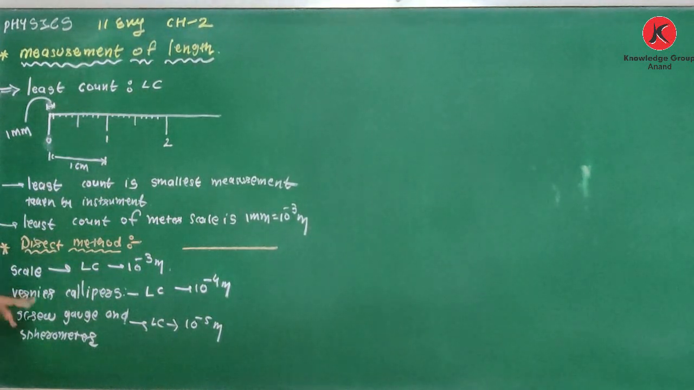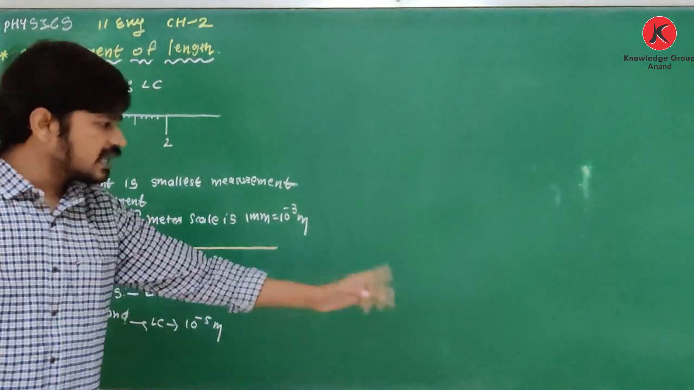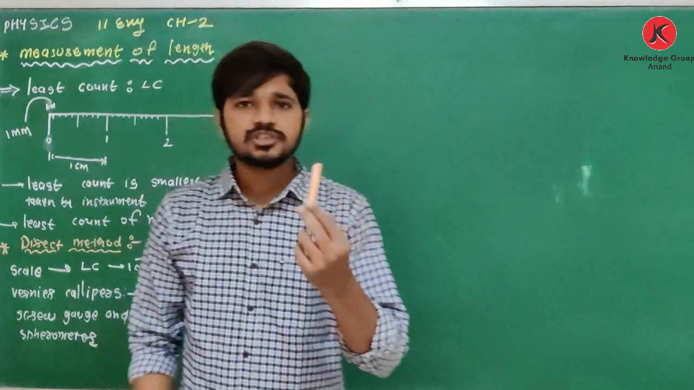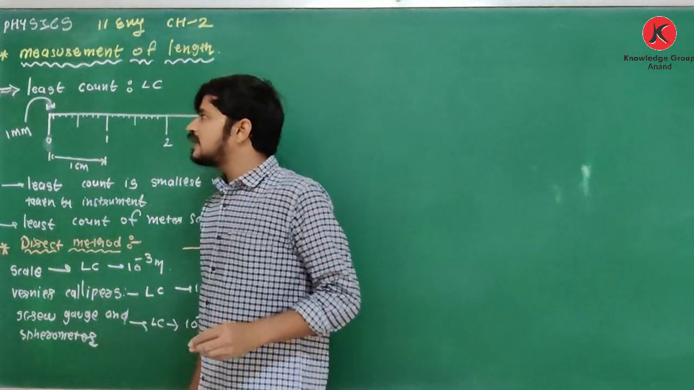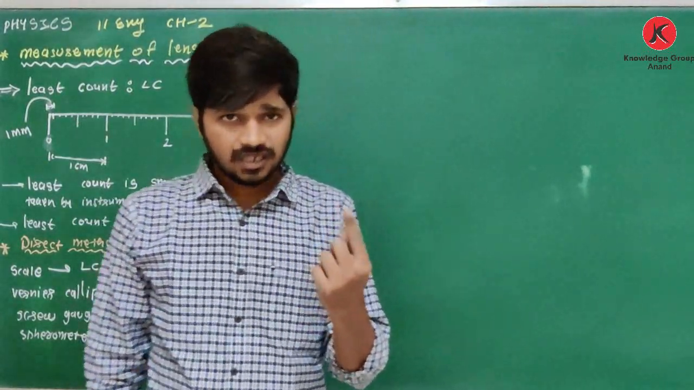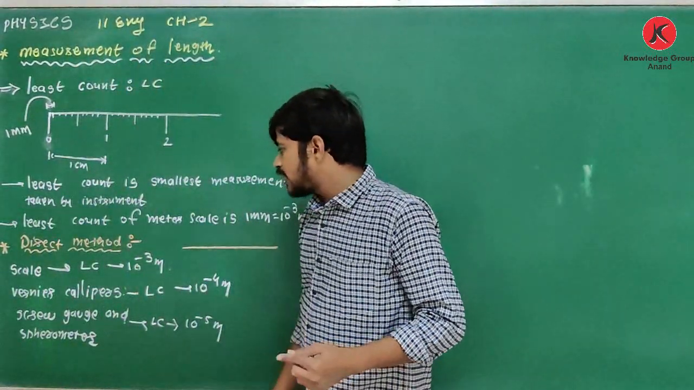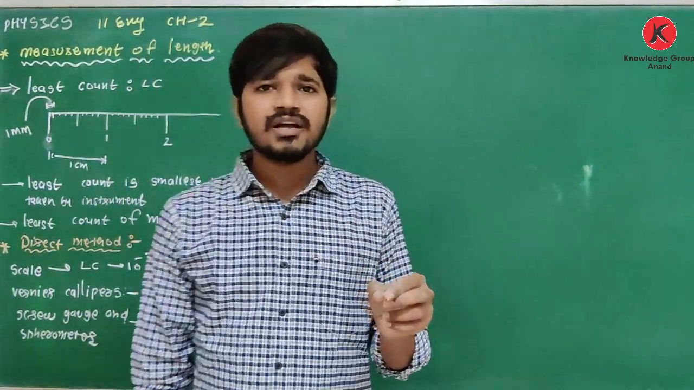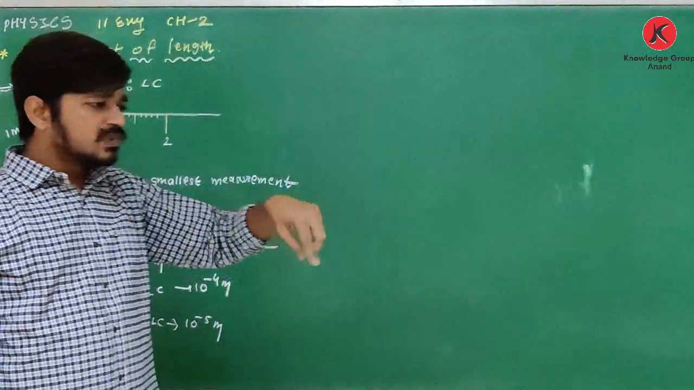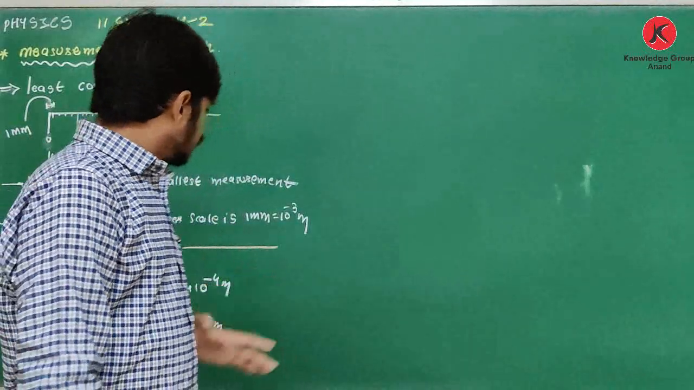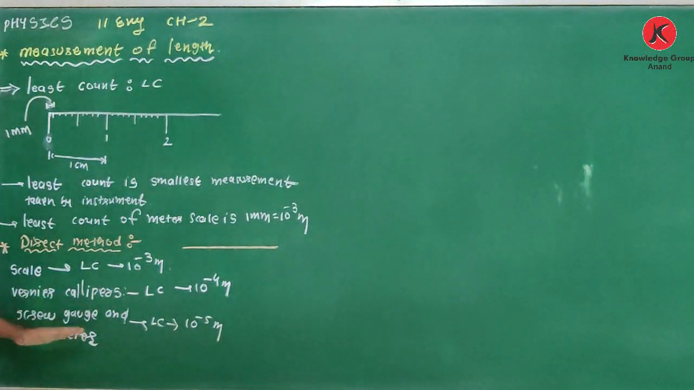Okay, see, with the help of a scale you can measure the length of this board. With the help of vernier calipers you can measure the diameter of this chalk. With the help of screw gauge you can measure the diameter of a wire. With the help of screw gauge you can measure the thickness of any material. So these are uses of the direct method.